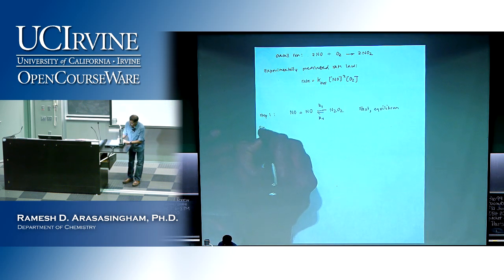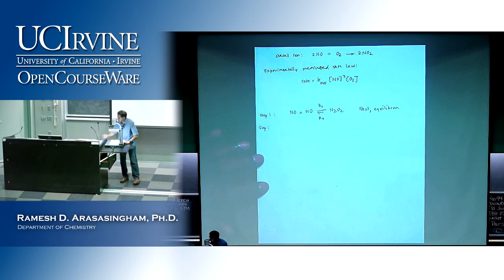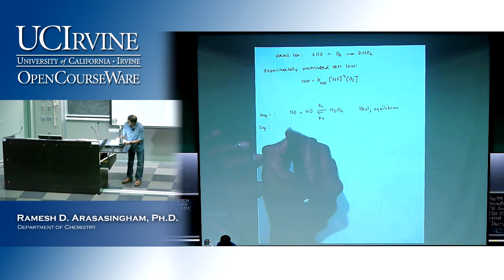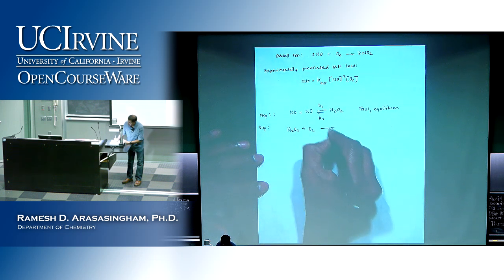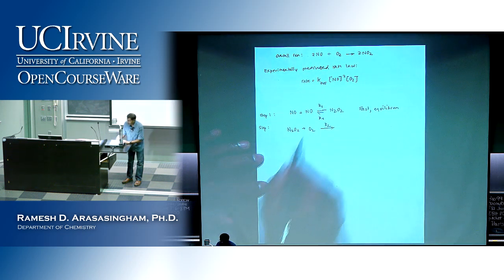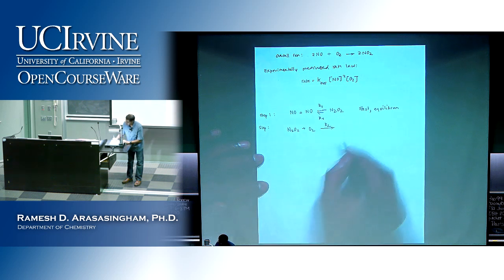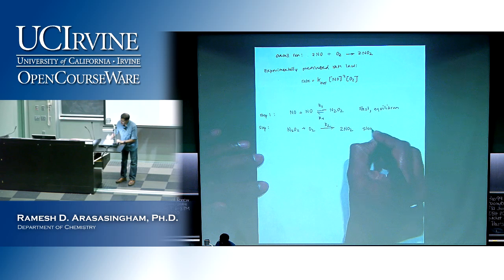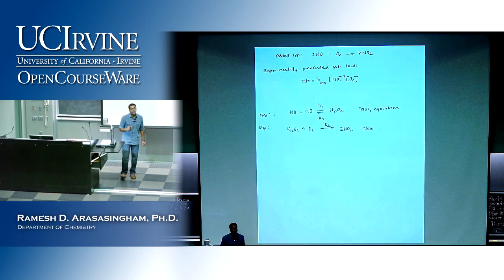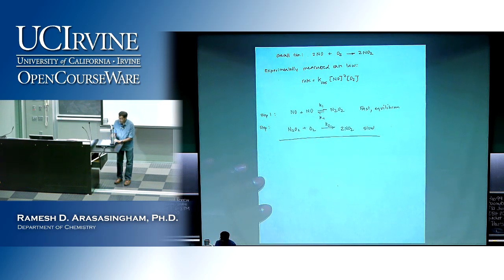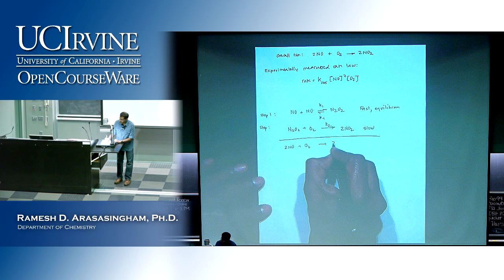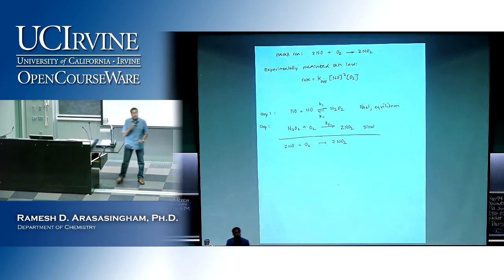And step 2 of this mechanism will be now this intermediate that's formed, N2O2 plus O2, with K2 the rate constant for the second reaction, giving you 2NO2, and this is the slow step. All right? So if you add these two together, you can see this intermediate will cancel out. So what you end up with is 2NO plus O2 gives you 2NO2.